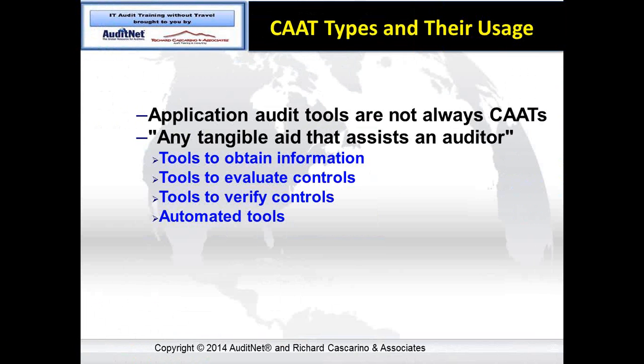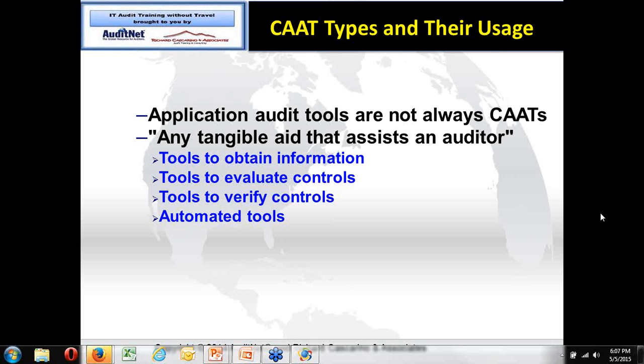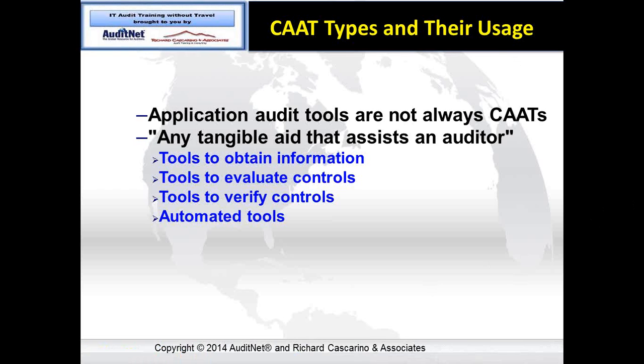So, CAAT types and their usage. What are we going to use these for? Critical thing to realize, application audit tools are not always CAATs. Okay, what is an application audit tool? Any tangible aid that assists the auditor. And that includes tools to obtain information, tools to evaluate controls, tools to verify controls, and all kinds of automated tools. Those defined as automated tools are by definition CAATs.